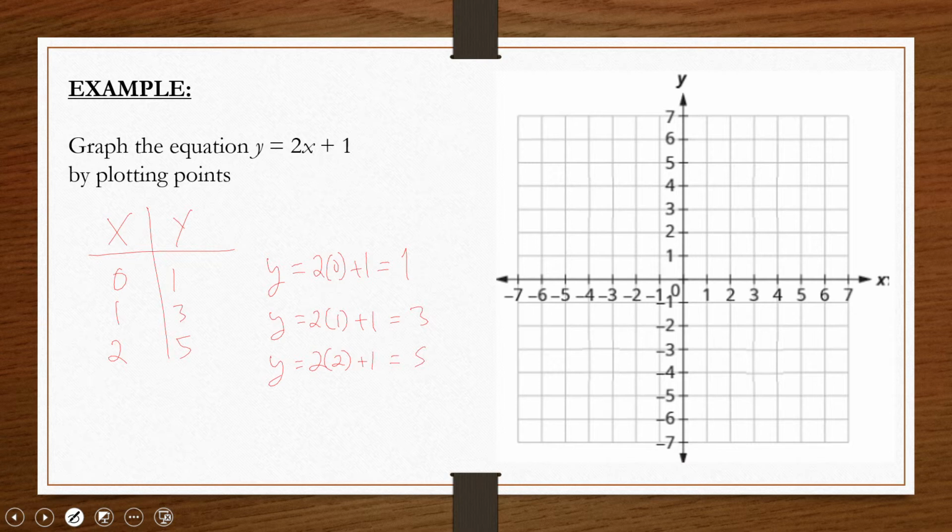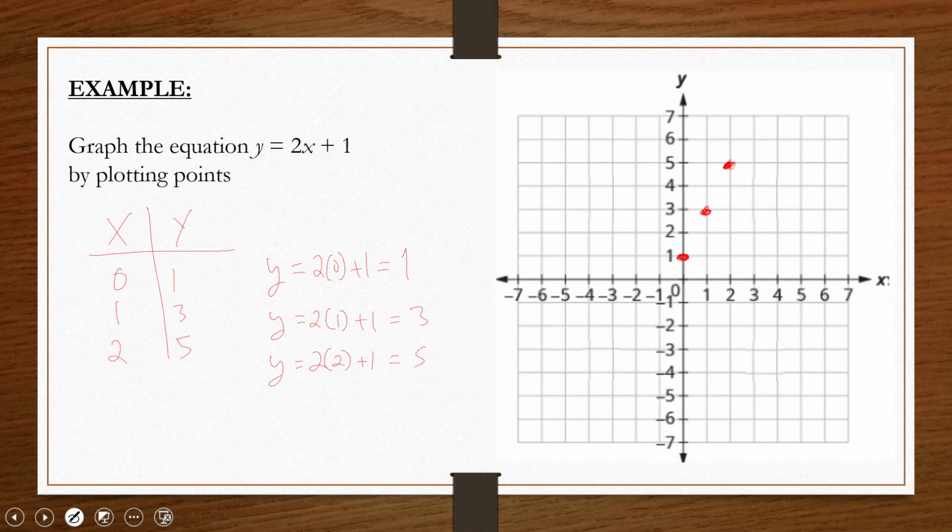So 0, 1 would mean I move left or right 0 units along the x-axis, and then 1 unit up on the y-axis. So that will be right here. 1, 3 puts me somewhere like here, and 2, 5 puts me here. So notice that, again, there's a symmetry between these particular points that we've created.